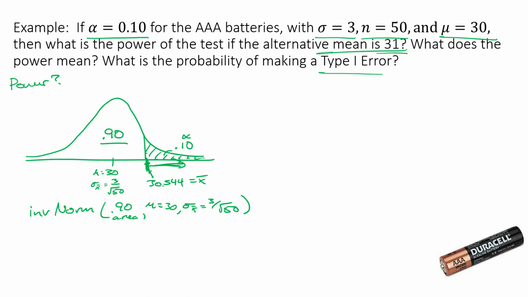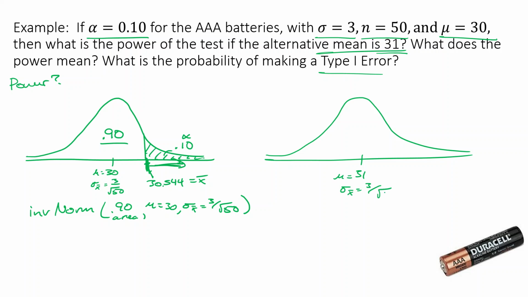So now we come in and we say the actual mean is 31. So actually, we've got this curve up here with a mean at 31. The standard deviation is still going to be the same. We still have the same 3 over the square root of 50. And we want to know what's the probability that we are above this 30.544. So what's the probability of being over here? All right, because if we're up here, then we would be rejecting, and that would be the right thing to do, because this is the rejection region.